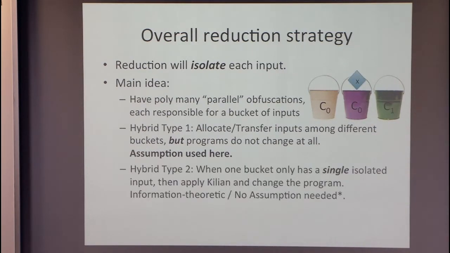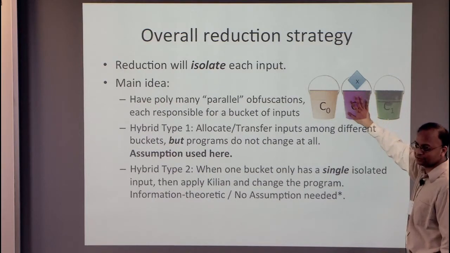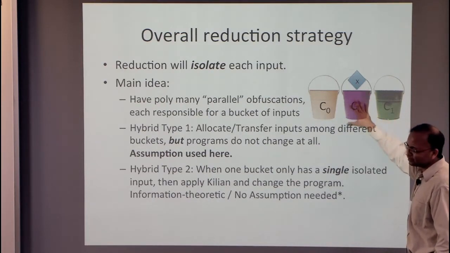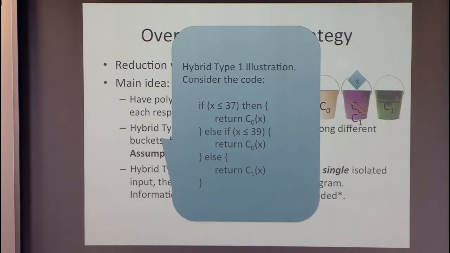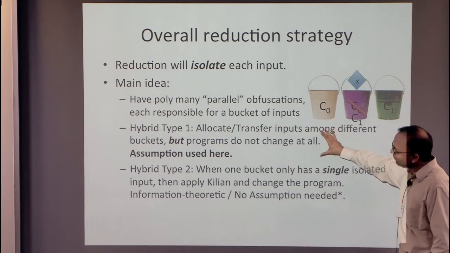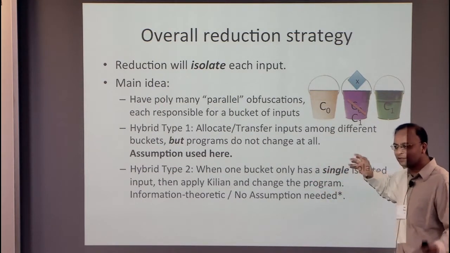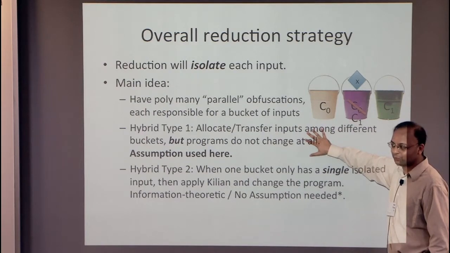Okay? The second type of hybrid arises when we have managed to get just a single input isolated in this bucket, right? Then this parallel obfuscation will only have those matrices, right, that correspond to a single input, and we'll be able to apply Killian and switch over to C1, information theoretically. Okay? And we'll keep doing this until eventually we've moved everything over into the C1 bucket. Okay? All right. So you can see here that this is basically information theoretic, right? So all of the work is happening in hybrid type 1, right?